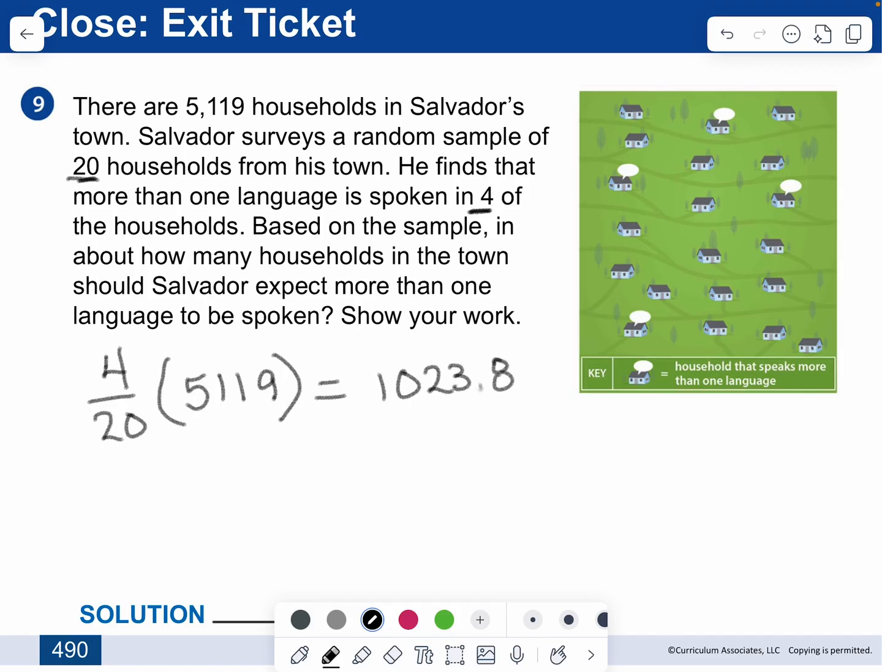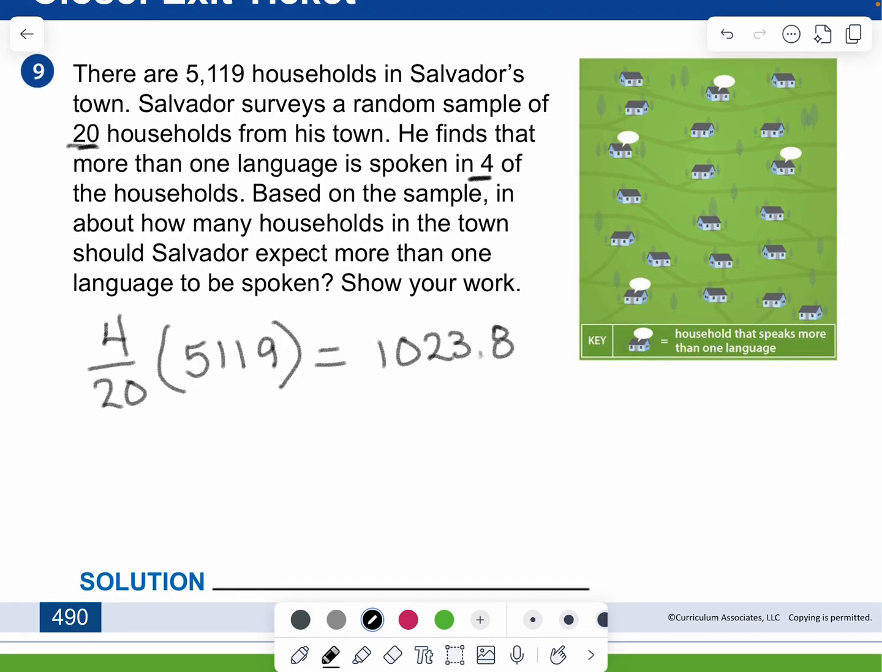1,023.8. And since this isn't exact, and that one we could really say 1,023 or 1,024, but in this case, we can round up and say about 1,024.